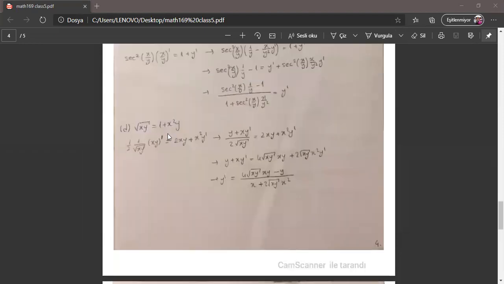And this is another example. So we take the derivative of both sides with respect to x and get this equality. Okay, so here, if we multiply both sides by 2 times the square root of xy, we obtain this. Then we write the ones with y prime on the left and the rest on the right, and divide each side by the multiple of y prime to isolate y prime and get this function.